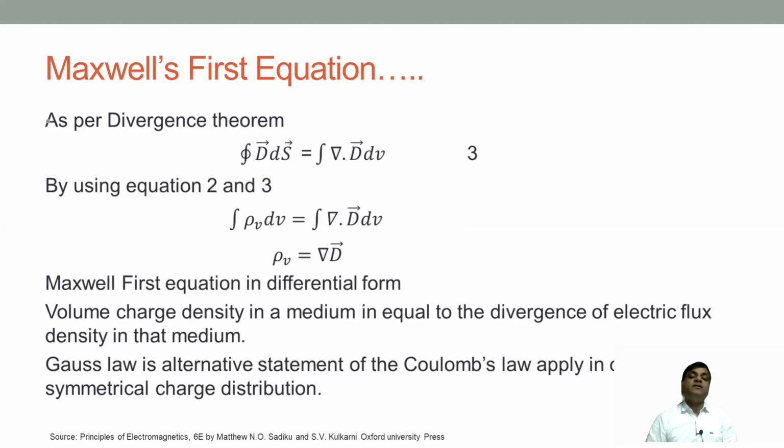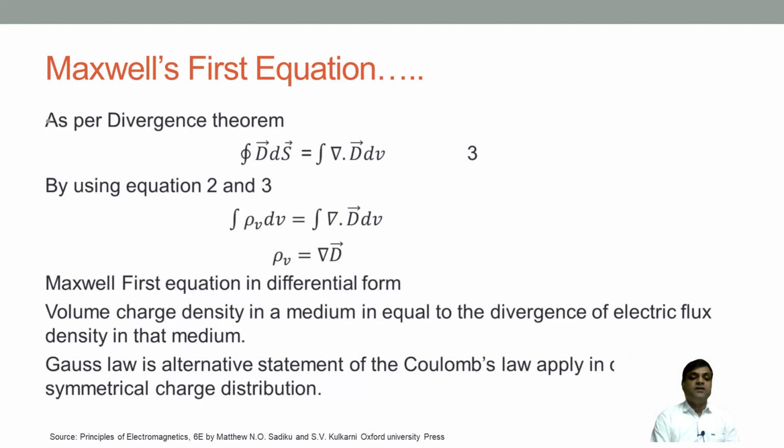Sorry, I forgot to put the dot between del and D. That is the Maxwell first equation represented in differential form, and it says that the volume charge density in a medium is equal to the divergence of the electric flux density in that medium, because the flux density is always defined in a particular medium. That's why we represent it so, and del dot D is the divergence. So the divergence of the electric flux density in a medium is equal to the volume charge density in that medium.